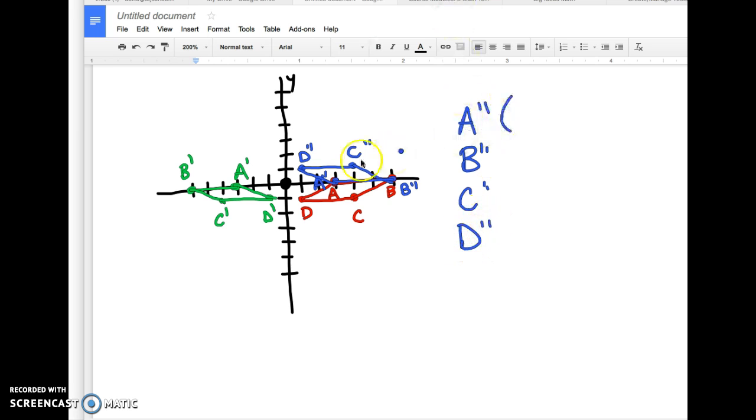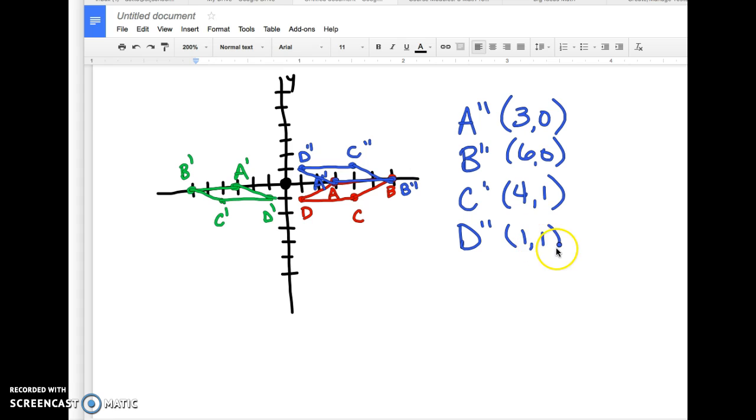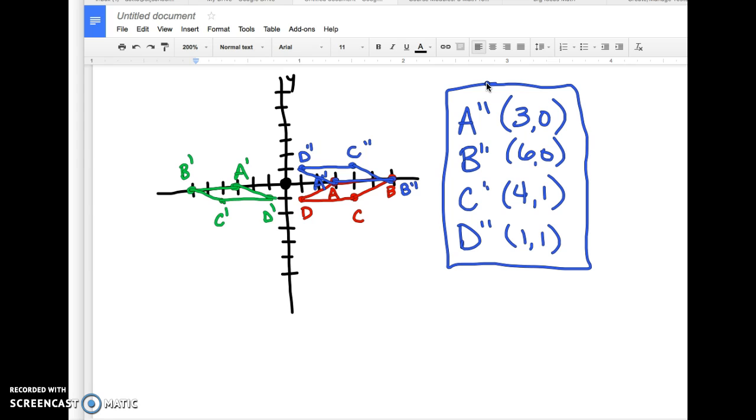Okay, so A prime is in the exact same place that it was to begin with, over 3 up 0. B prime also over 6 up 0. C prime is over 1, 2, 3, 4 and up 1, so that's positive 4, positive 1. And D double prime is right 1, up 1, so positive 1, positive 1. So there is your final answer right there. All right, now moving on.